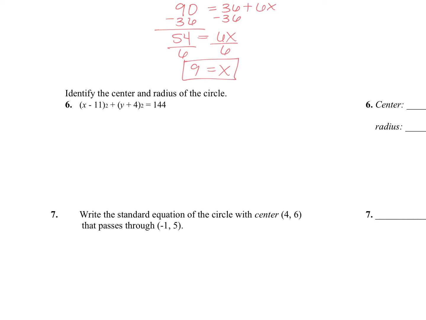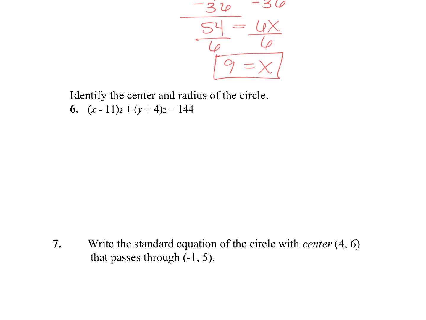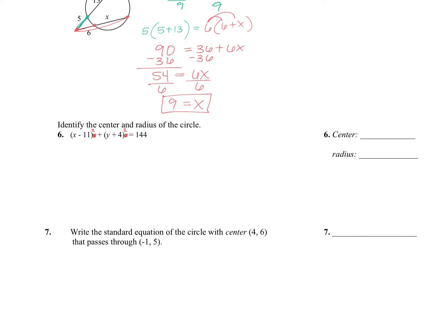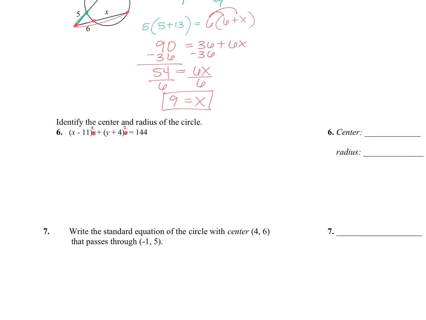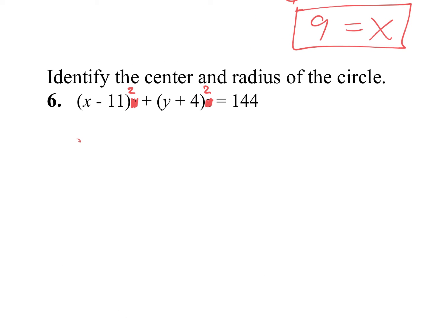Okay, this one did not transfer over very well. This should be a squared and a squared. So maybe just move those 2's up. This one tells you it's a circle, and they want the center of the circle and the radius. I'm just going to put them down here.